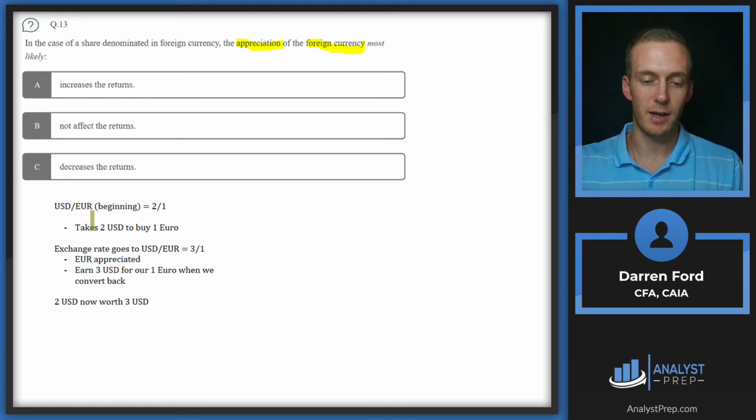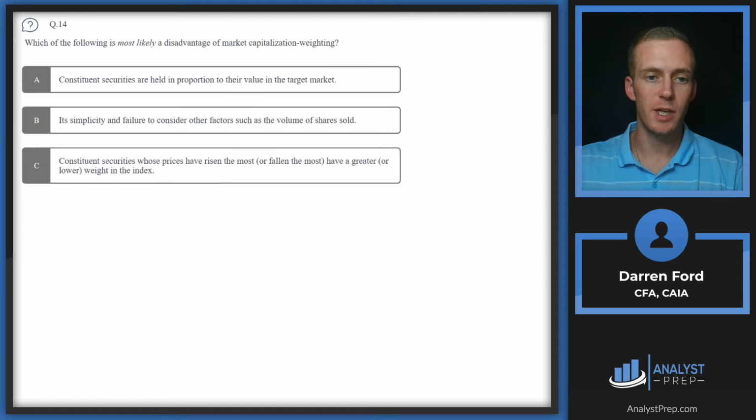So the euro appreciated. Now, if we sell those shares, or if we don't sell them, we would be able to convert that €1 back into $3. So overall, our $2 is now worth $3. So we can illustrate here that this is going to have a positive increase on the returns, since we're getting more US dollars back because of the foreign currency appreciation. Answer A. Question 14. Which of the following is most likely a disadvantage of market capitalization weighting?